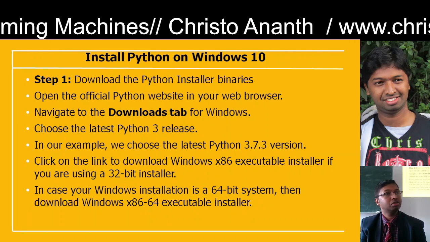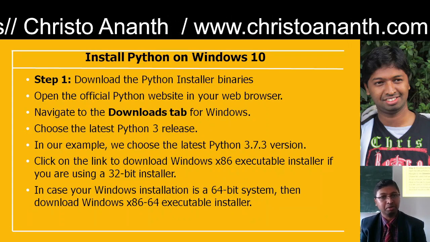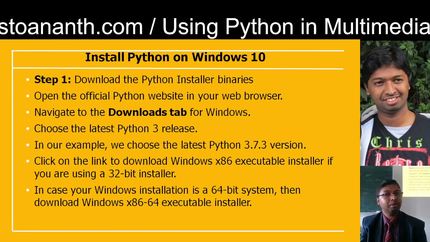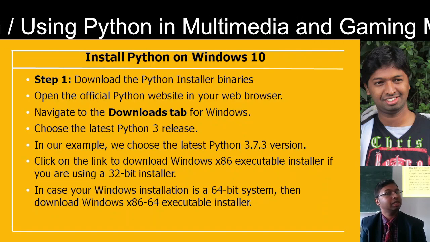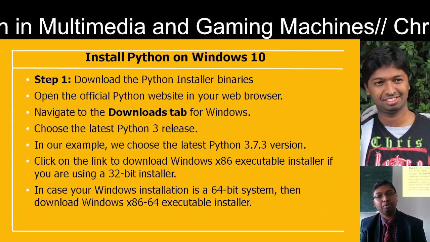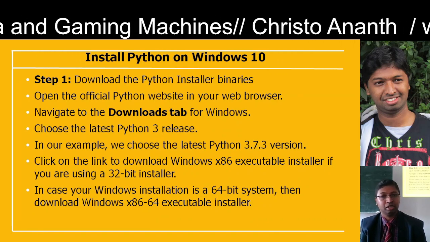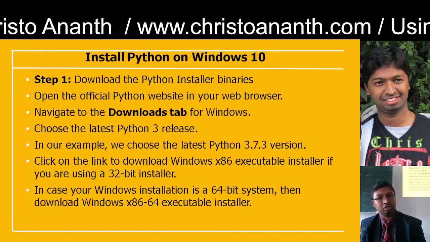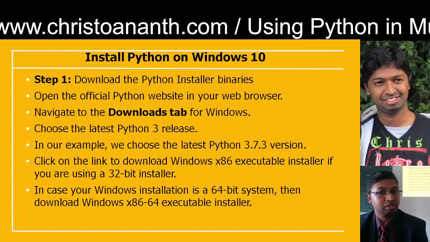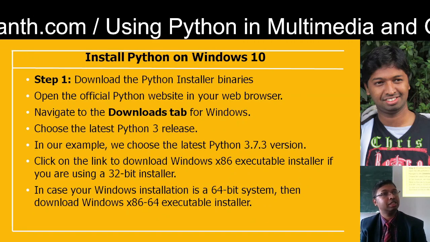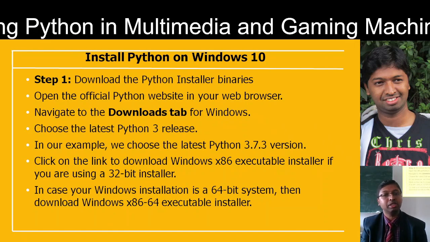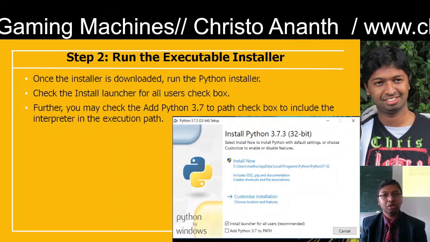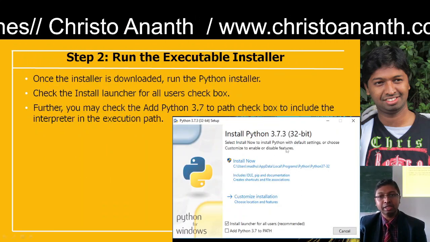So this is step one. You have to download the Python installer binaries. First of all, you have to open the official Python website in your web browser, and in the downloads tab for Windows, you choose the latest Python 3 release. Maybe you can go with version 3.7.3. You can click on the link to download the Windows x86 executable installer if you are using a 32-bit system. If your Windows installation is a 64-bit system, you can download the Windows x86-64 executable installer. Once the installer is downloaded, you can run it.